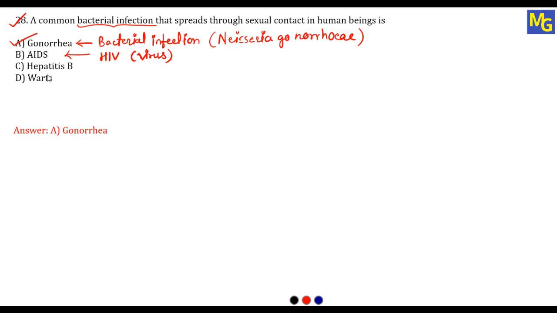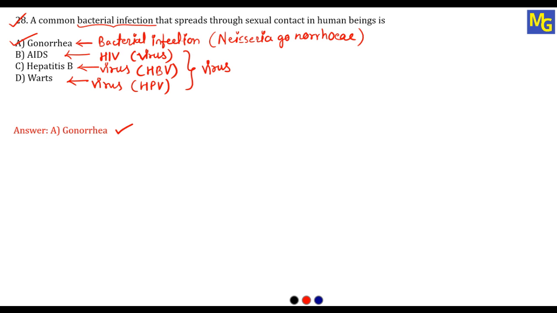Then the next is hepatitis B. This is also caused due to virus, and the virus causing this is called HBV. Then the next one, warts, is also due to virus, and here the virus is HPV. So these all three are caused due to viruses, and the only one here caused by bacteria is gonorrhea. Therefore the correct answer is gonorrhea. So answer alphabet A, and the answer is gonorrhea. So here this is the answer for question number 28.